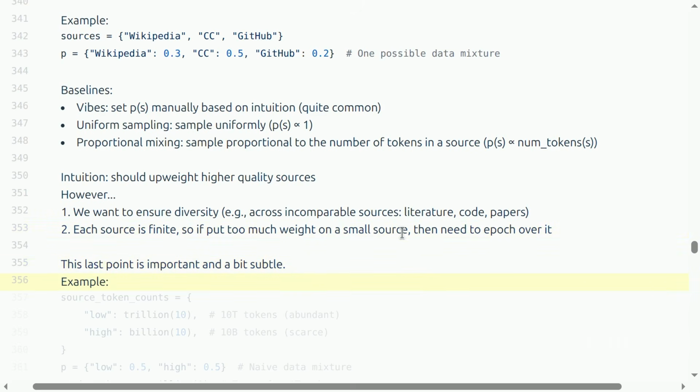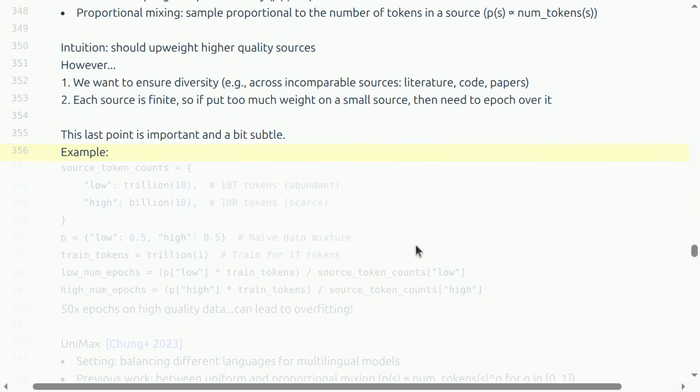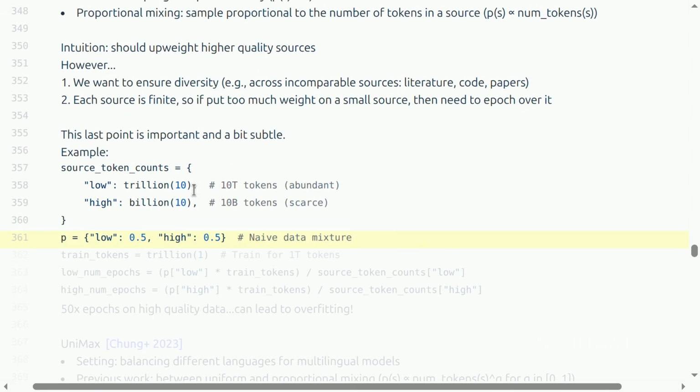Okay, so let's try to unpack this last point a little bit more concretely. So imagine you just have 2 sources. A low quality source, you have 10 trillion tokens, and you have a high quality source that has 10 billion tokens. Generally, high quality sources are smaller. Okay, so if you just do a naive data mixture, let's just do uniform. So half on high, half on low. And I'm going to train for 1 trillion tokens. So when I say train for 1 trillion tokens, that doesn't mean unique tokens. That just means train for that many steps times batch size, essentially.